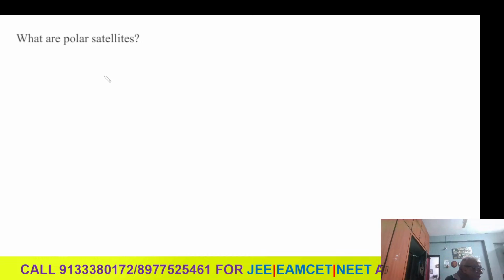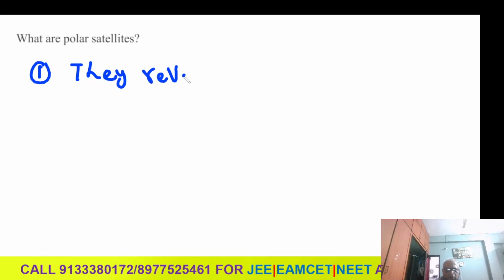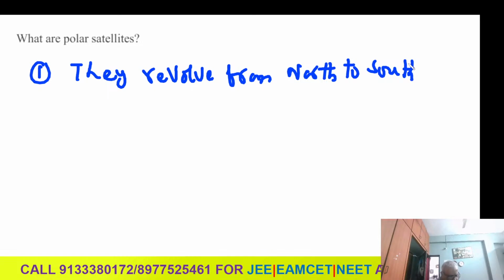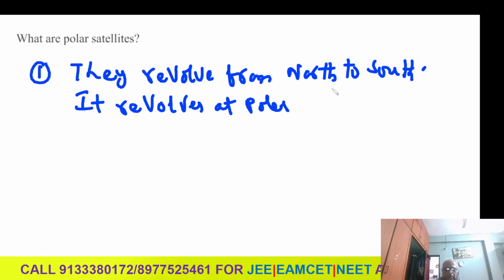They are at low altitude. They revolve from north to south. The geostationary satellite goes west to east, but the polar satellite goes north to south. It revolves at the poles, because it revolves in the north to south direction. So the poles are nearer to north and south. Geographic north, geographic south, it revolves at the poles.